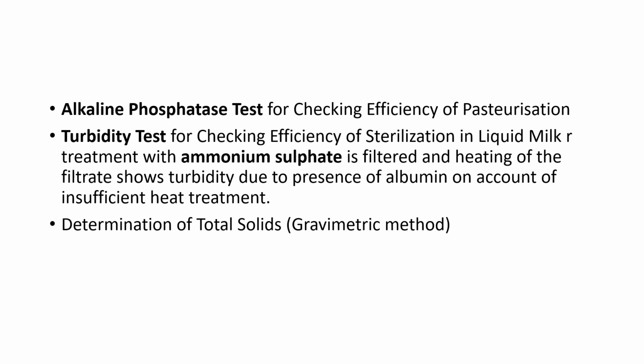And the next two important things are the ALP test. Alkaline phosphatase is a very crucial enzyme that is a natural constituent of milk itself. Various organisms also have this alkaline phosphatase, such as salmonella and campylobacter. All those kinds of disease-causing microorganisms are associated with these enzymes. So the ALP test is used to check the efficiency of pasteurization.